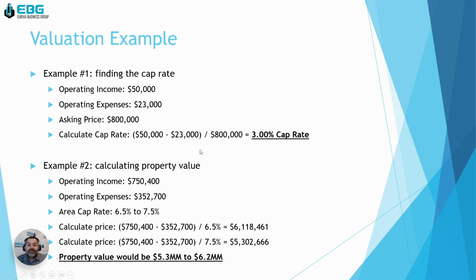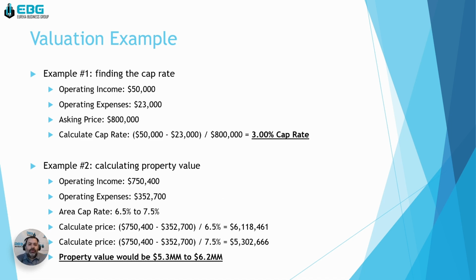If I want to calculate property value, then I do the other way around. I need the NOI and I need the cap rate, and I'm going to figure it out. So sometimes you don't know what's the right cap rate. So I'm looking at operating income, let's say 750 and some change, operating expenses 350, so I can figure out what my NOI is going to be, and then I'm going to look at different cap rates. At a 6.5 cap rate, that property is worth $6.1 million. But at 7.5 cap rate, that property is only worth $5.3 million. So when I value a property, I can also give a range. Depending on the cap rate, it's going to be somewhere between 5.3 and $6.2 million.